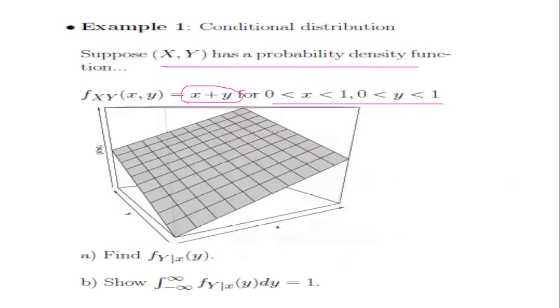So now the question here is to find f of y given x. This is the shape of the joint PDF, x plus y. It's a pretty simple one, like the 8xy we saw. Theek hai? What are they asking? We have to find the conditional probability. I will make my own formalism. Y given x, chalo, that's it.